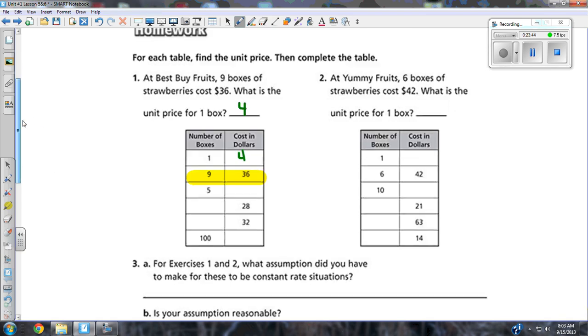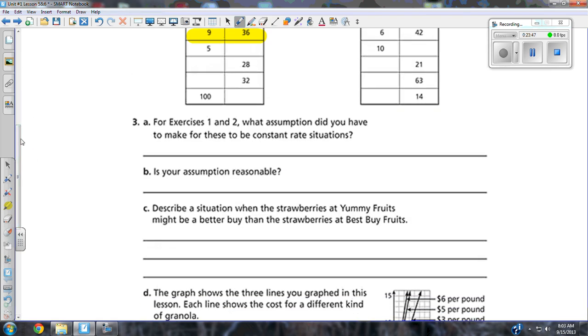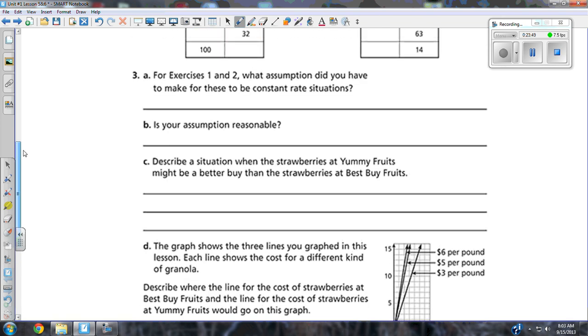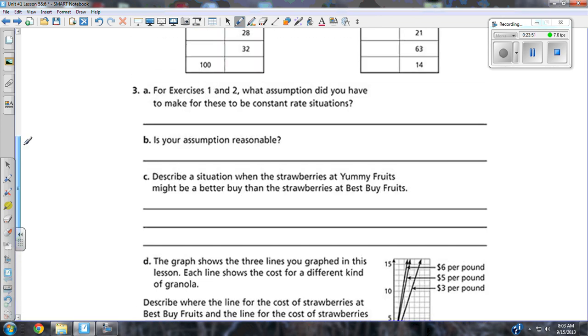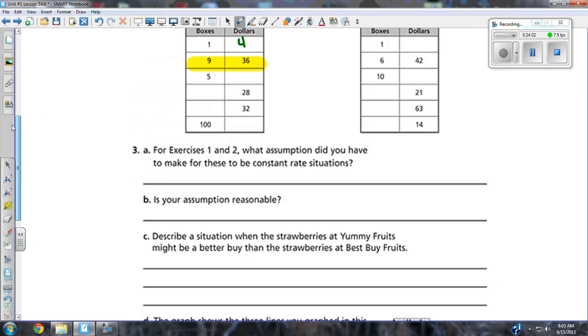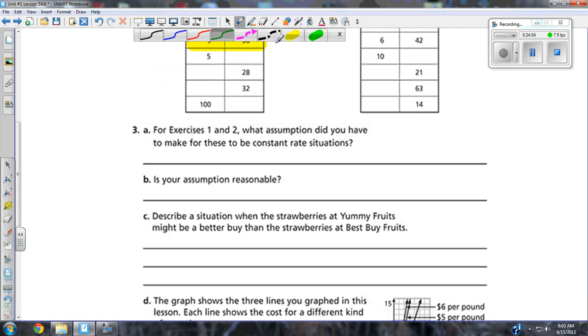Okay? Down below here, number 3, A, B, C, D. It says for exercise 1 and 2, what assumption did you have to make for these to be constant rate situations? So it's asking once you complete 1 and 2, what did you have to assume was going to happen? Okay, so we'll talk about that in class.